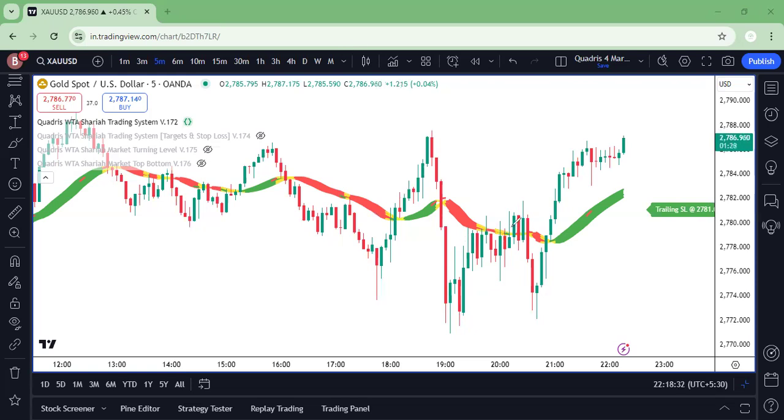So here it showed us that it corresponds to this particular price area. Don't consider it as a candle, consider it as a price band. So after that, what happened? It falls down, and again it started moving upwards.